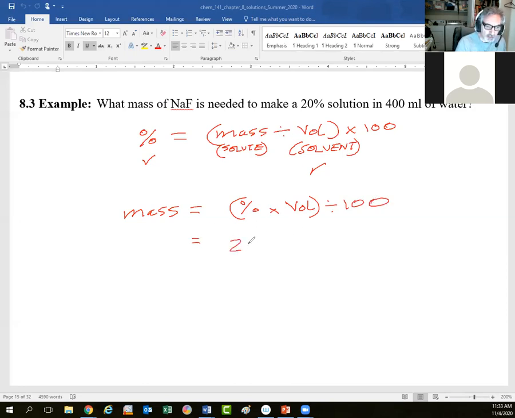So percentage, that was 20%. That's 20% per 100 milliliters, multiplied by the volume of 400 milliliters, divided by 100. So that gives us 80 milliliters. Oh, sorry, 80 grams, I beg your pardon. 80 grams of the solute.